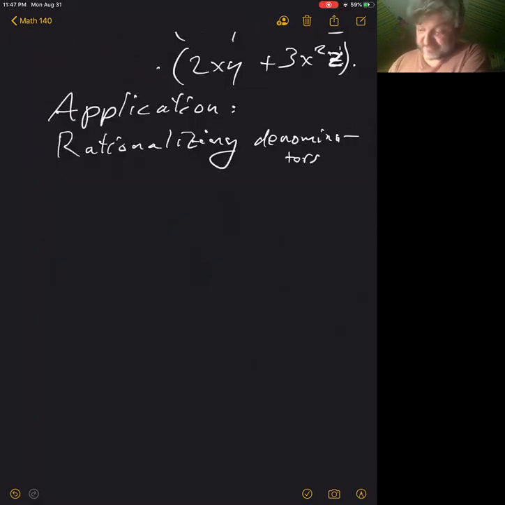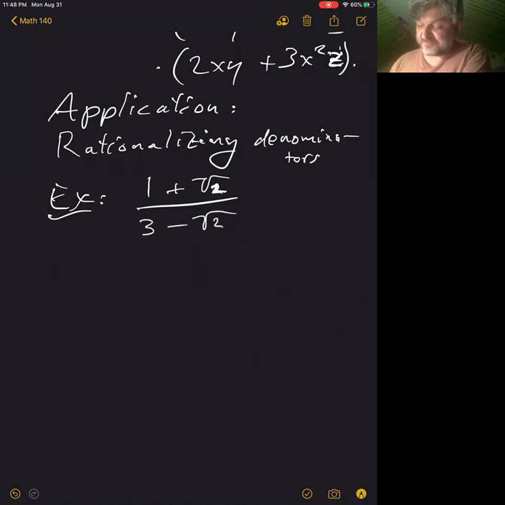Now first, let's look at numbers. How about 1 plus square root 2 divided by 3 minus square root 2. It's a perfectly good fraction, but some people would argue it's not that nice, and we will try to find a form of that fraction which has no square roots in the denominator.